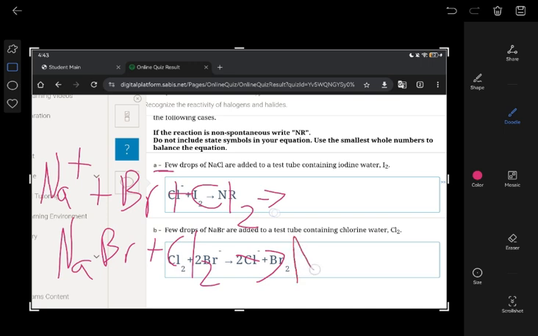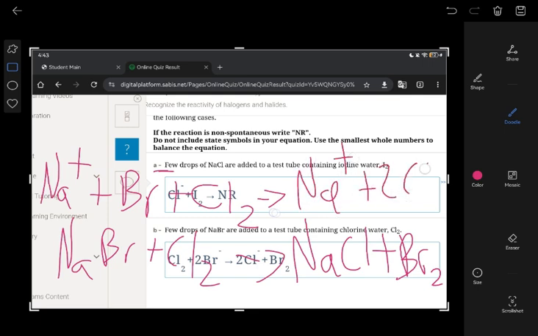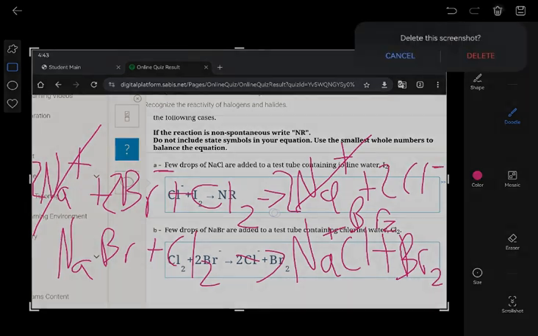So then it's gonna become NaCl plus Br2. And then when you split it up, it's gonna become Na+ 2Cl-. Like that. So look here. 2, and what's it called? Then Br2, yeah? So the Na are gonna cancel out, so it's gonna be Cl2 plus 2Br- gives you 2Cl- plus Br2. Because it's more reactive, it kicks the other out.